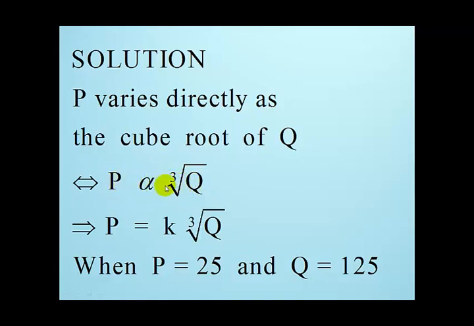Now when we introduce the constant of proportionality K, the variation sign now changes to equal to. So we have P equals K times the cube root of Y. Now from the question, we were told that when P equals 25, Q equals 125. So wherever we see P, we substitute 25. And wherever we see Q, we substitute 125 in the equation P equals K times the cube root of Q.